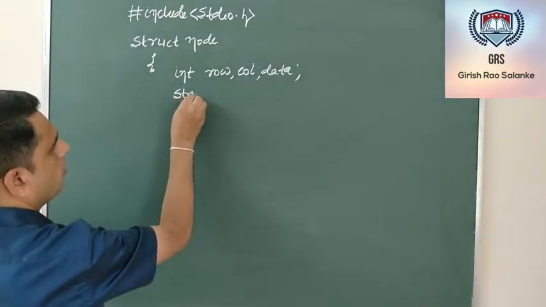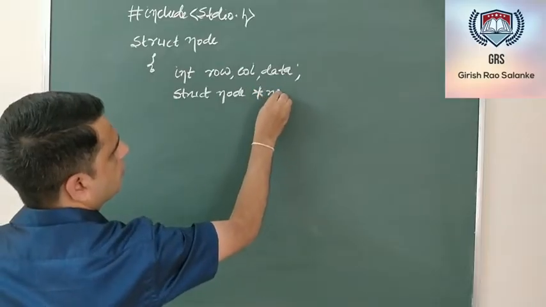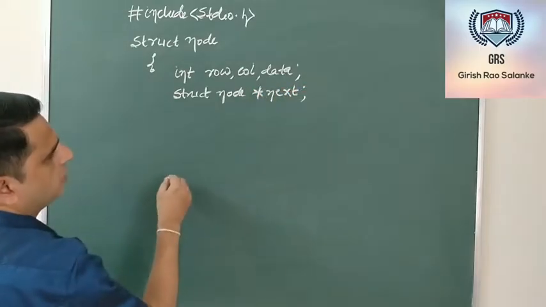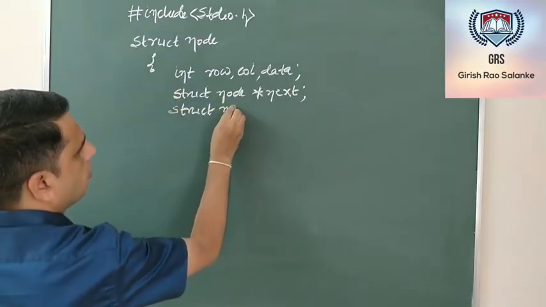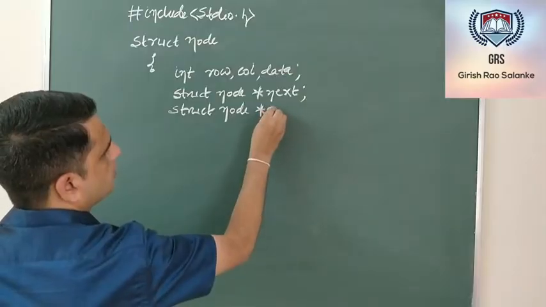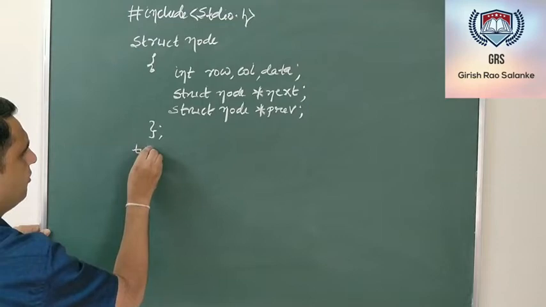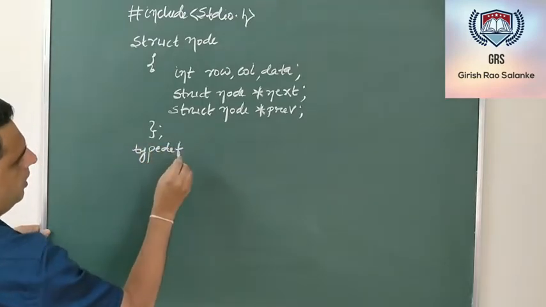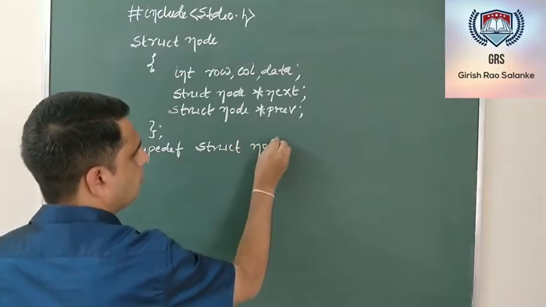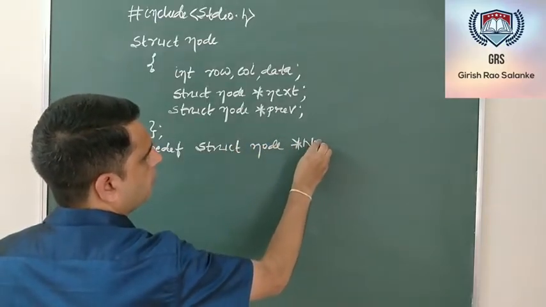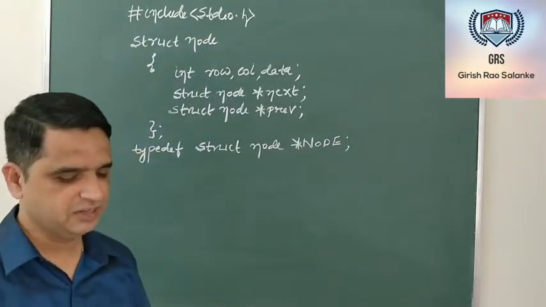Second member, something like struct node star next. This is the pointer variable which holds the address of the next node. Struct node star previous, which holds the address of the previous node. Let me write a typedef struct node star, capital NODE. So this was about the structure definition that I am using.